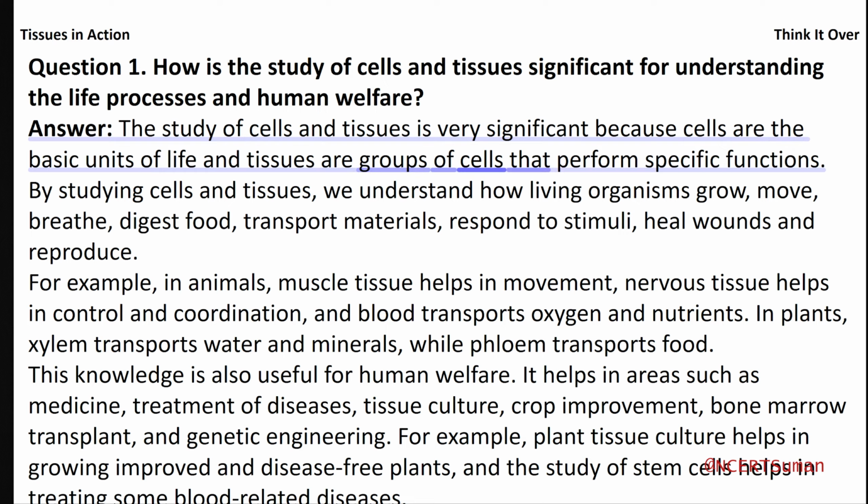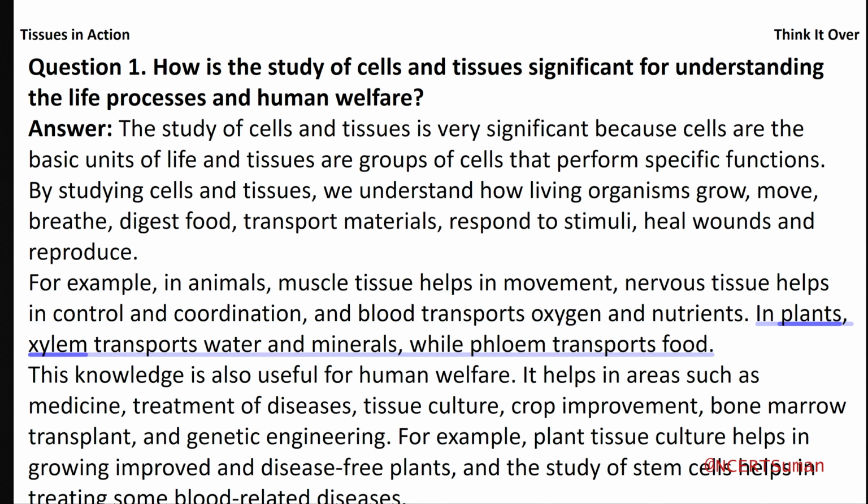are groups of cells that perform specific functions. By studying cells and tissues, we understand how living organisms grow, move, breathe, digest food, transport materials, respond to stimuli, heal wounds, and reproduce. For example, in animals, muscle tissue helps in movement, nervous tissue helps in control and coordination, and blood transports oxygen and nutrients.